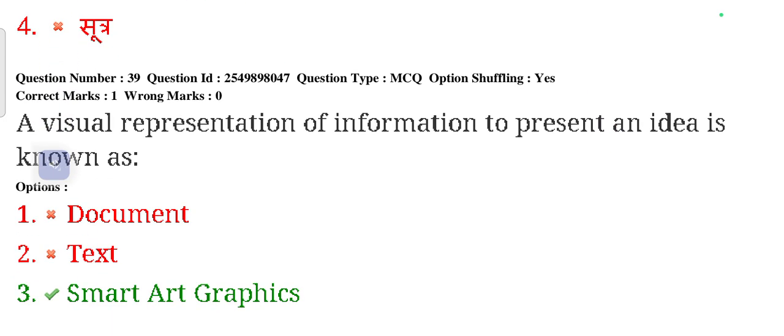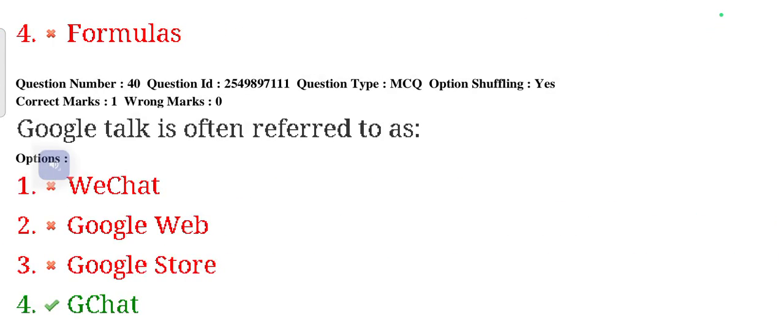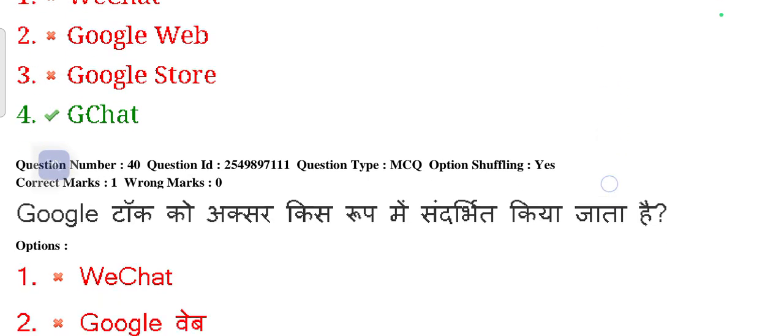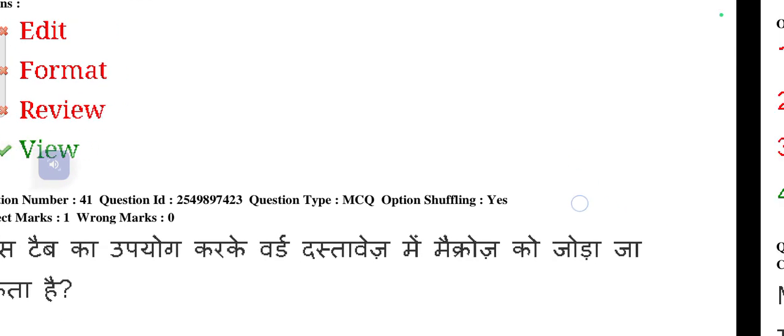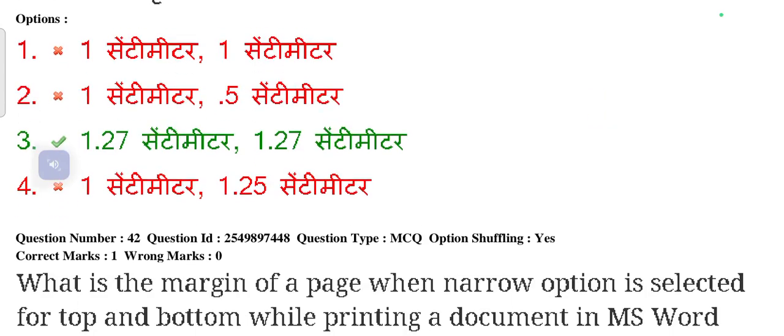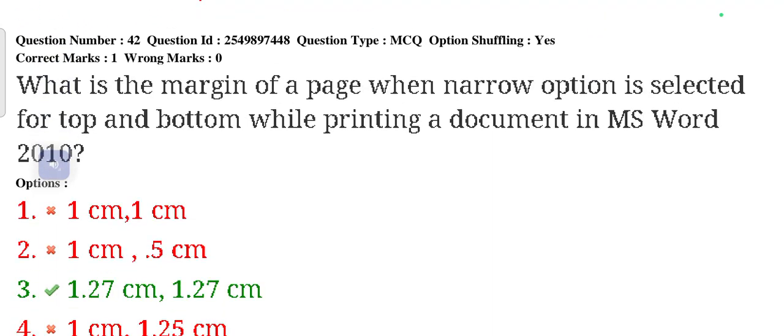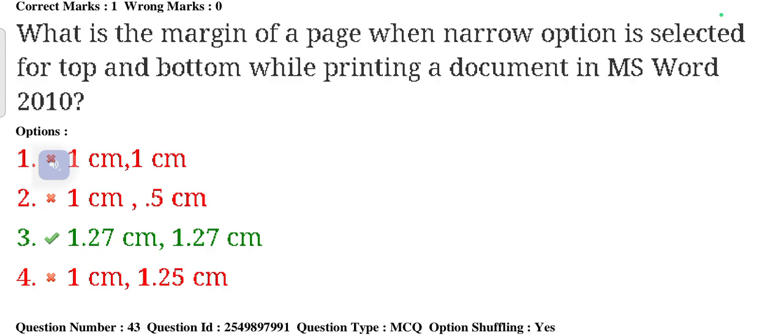A visual representation of information to present an idea is known as smart art graphics. Google Talk is often referred to as GChat. By using which tab can one add macros in a Word document? View. What is the margin of a page when narrow option is selected for top and bottom while printing a document in MS Word 2010? 1.27 centimeter, 1.27 centimeter.